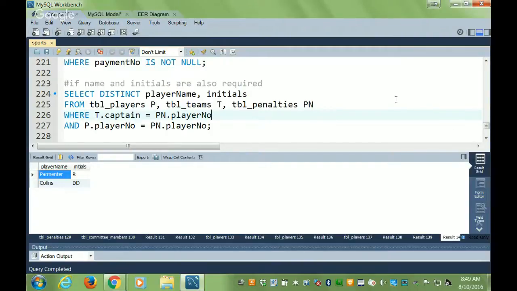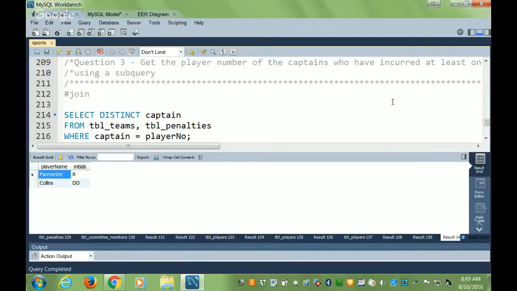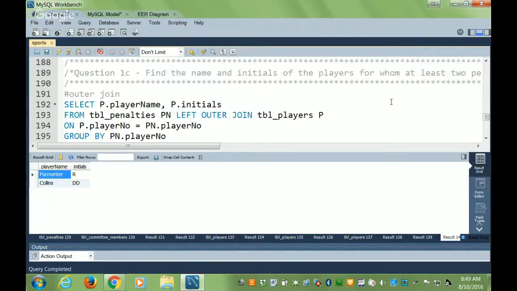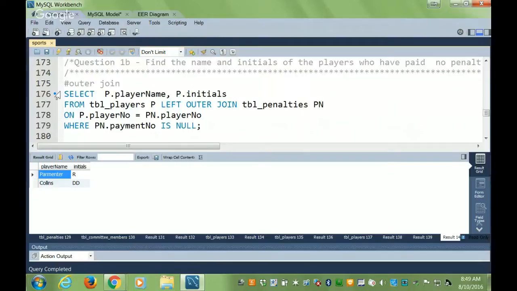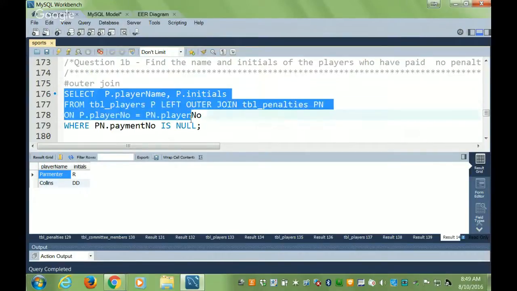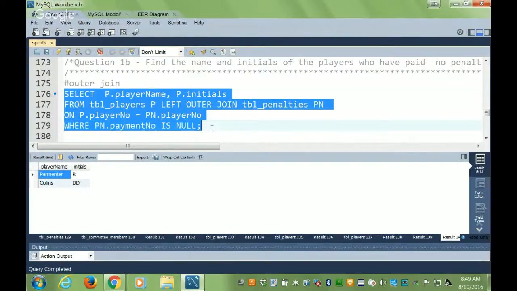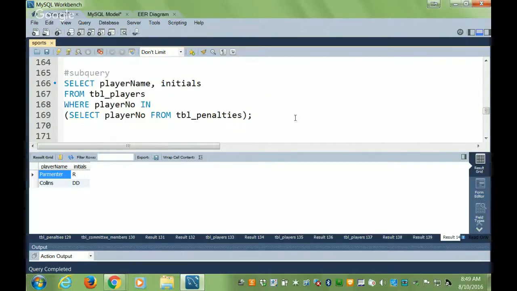Can I do the same thing with the outer join that I used? It's not that difficult, but let's see. These are people who paid a penalty. Find the name of the players who have paid no penalties.